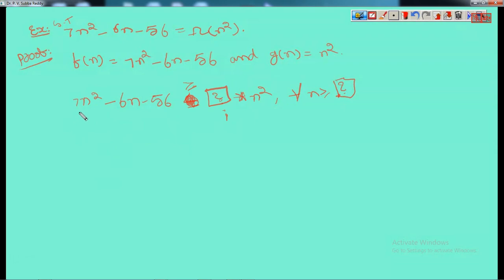What is the other value? If I substitute 7 here, is it correct? 7 also it is wrong. Why? Because you are subtracting some value from this. That's why it is wrong.